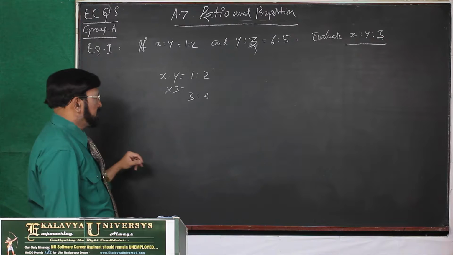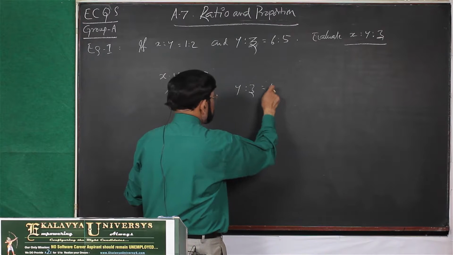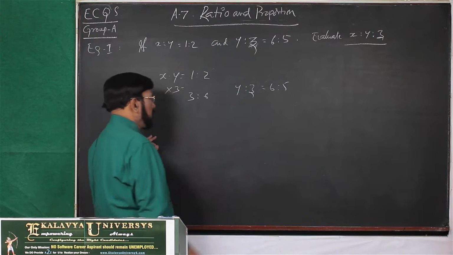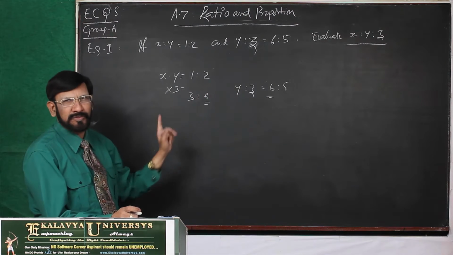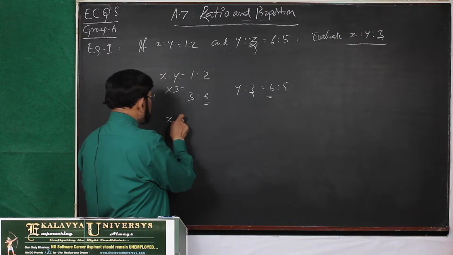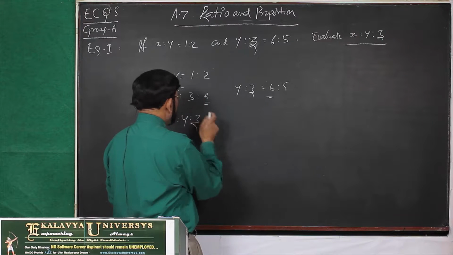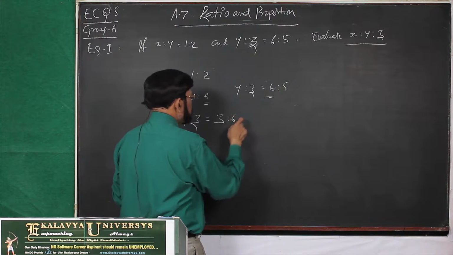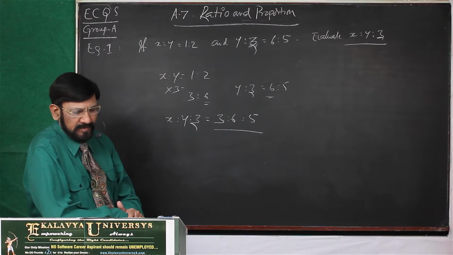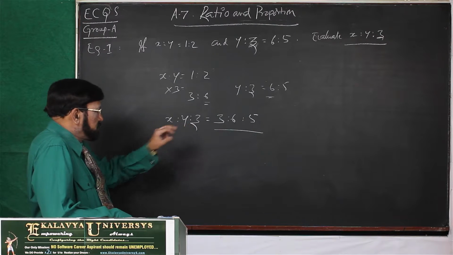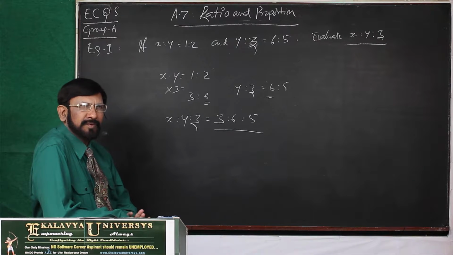3 is to 6. Then y is to z is 6 is to 5. Now, if you compare, y has the same value in both ratios, so x is to y is to z is equal to 3 is to 6 is to 5. In that way, we have to calculate.